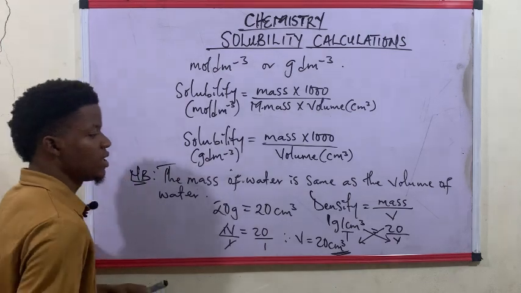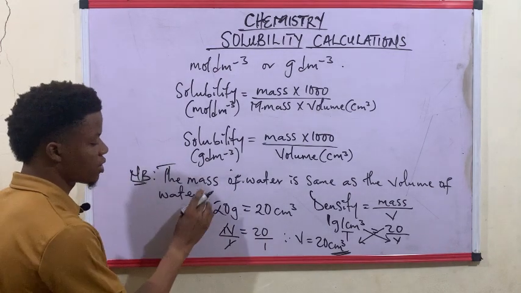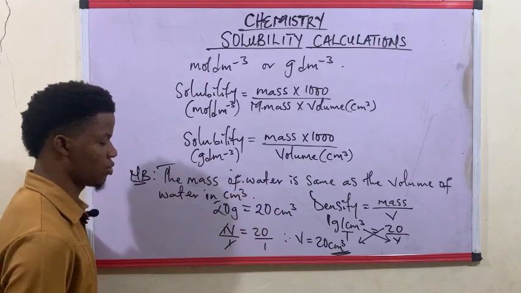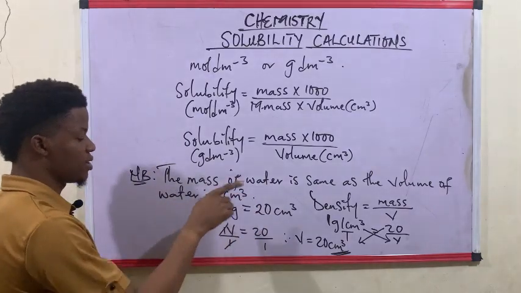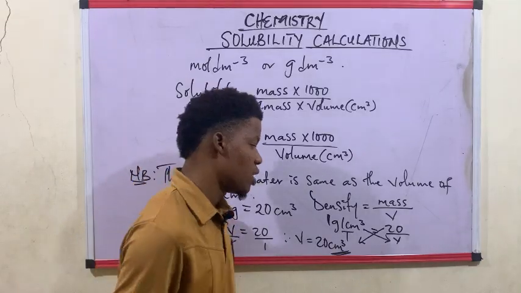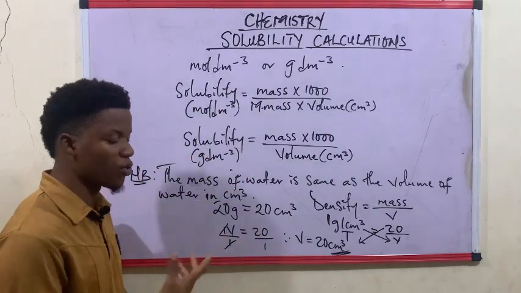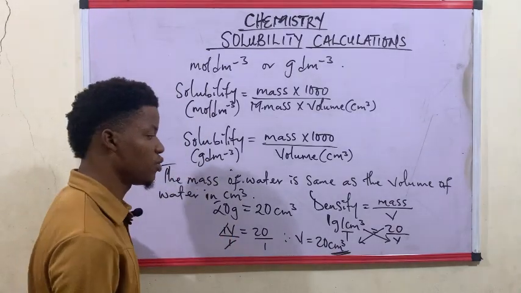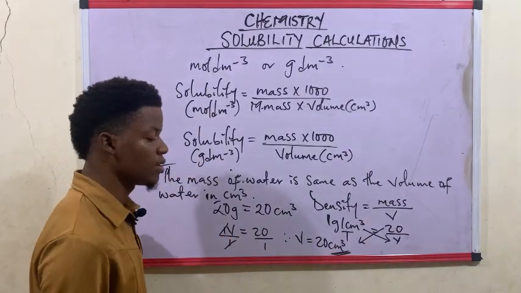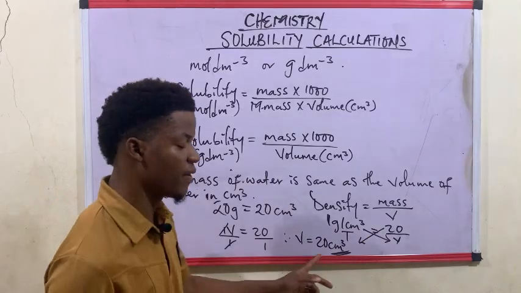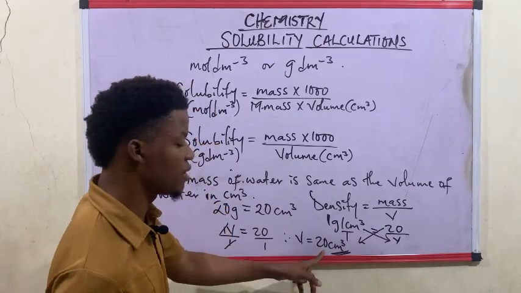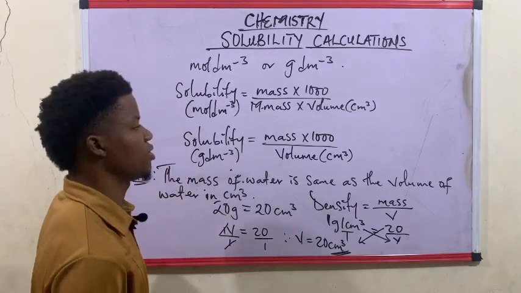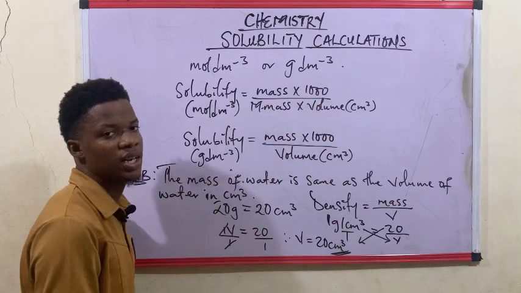So that is why I said the mass of water is the same as the volume of water in centimeter cube. You will now have to convert. When you want to convert from centimeter cube to dm cube, you divide by 1000. Divide this by 1000 to get your volume in dm cube. Or better still, you can input it into any of these formulas and just substitute.